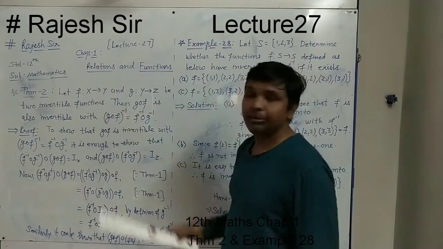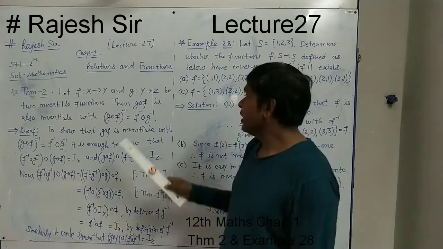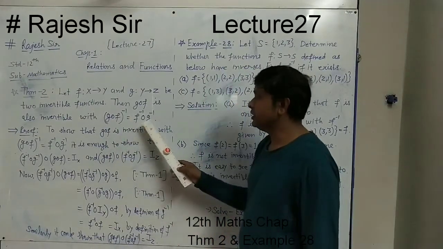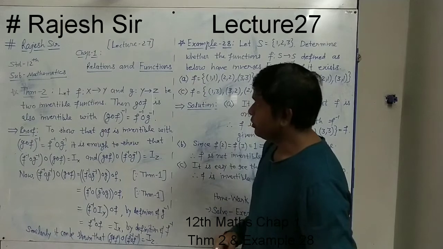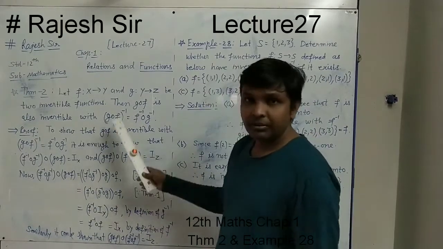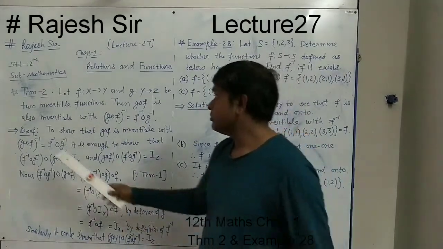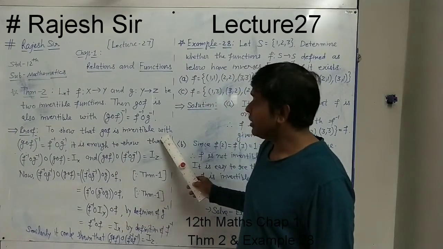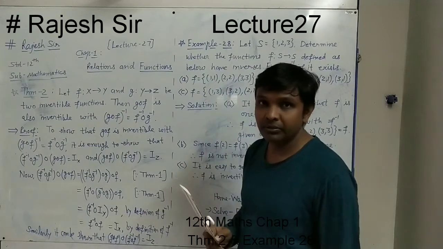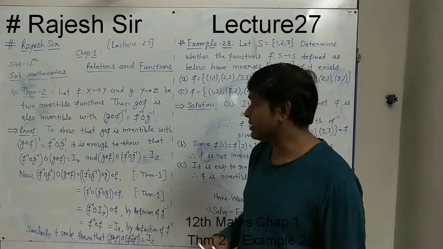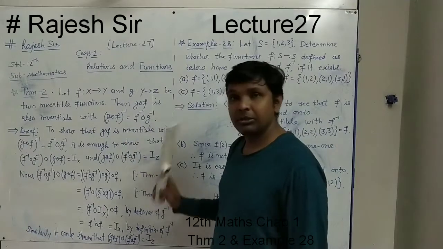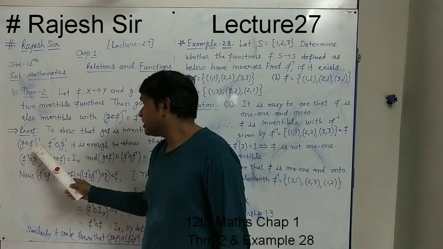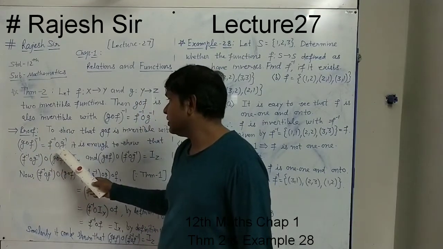f and g separately are given invertible, and then we have to prove that (g of f) whole inverse equals f inverse of g inverse. This is a theorem, so we need the proof. The proof is to show that g of f is invertible by the definition of inverse function that we have seen in the lecture before last. If f is an invertible function, the function's inverse will be f inverse of g inverse.